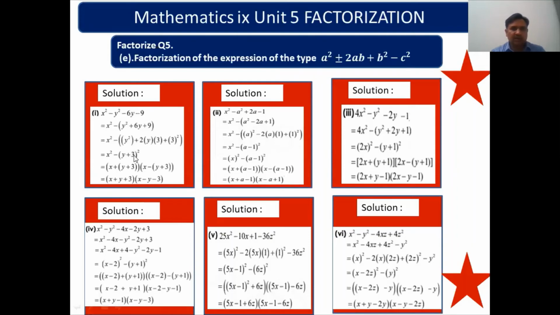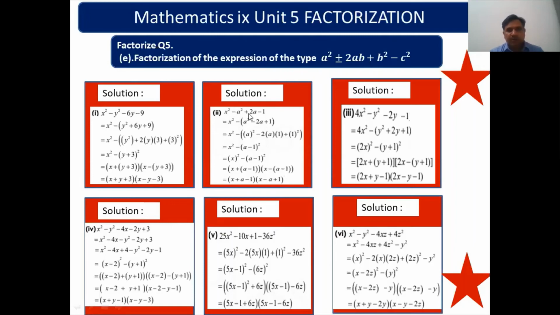So a square minus b whole square, we can utilize the formula a square minus b square, that is equal to a plus b and a minus b. So we use x plus y plus 3 and x minus y plus 3. When we open this bracket, we have x plus y plus 3, and when we open this bracket, we have x minus y minus 3. So this is the solution.